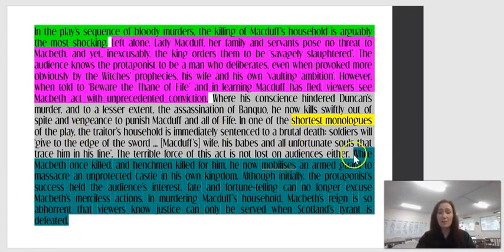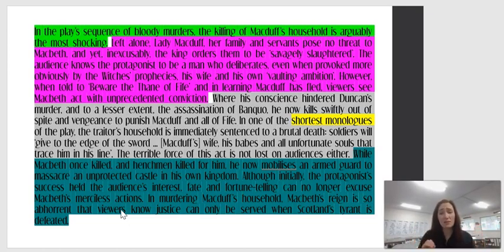Now, the last little bit we see in green, while Macbeth once killed and henchmen killed for him, he now mobilizes an armed guard to massacre an unprotected castle in his own kingdom. Although the protagonist's success held the audience interest, fate and fortune-telling can no longer excuse his actions. So previously we're like, oh, it was fate, it was fortune-telling. It wasn't his fault. The women did it. Whereas now this action shows that Macbeth has changed and he is now a merciless killer.